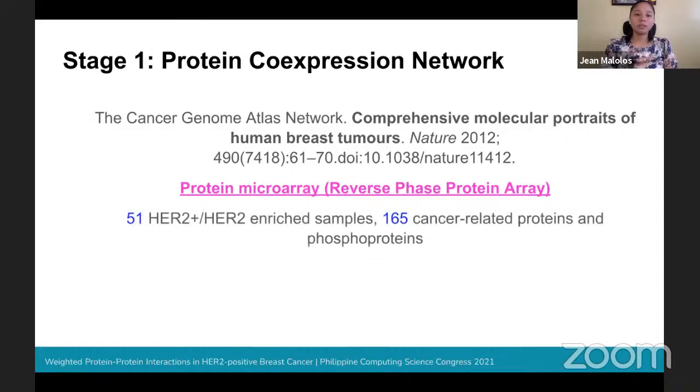We got our data from the Cancer Genome Atlas Network, the comprehensive molecular portraits of human breast tumors. The reverse phase protein array dataset had 403 breast cancer tissue samples, which detected expression levels of 165 cancer-related proteins and phosphoproteins. Out of the 403 samples, 52 were HER2 positive, and these were included in the analysis.